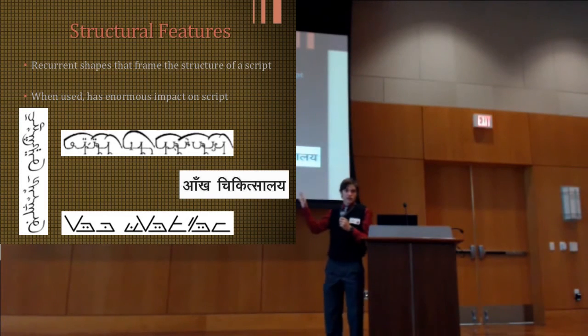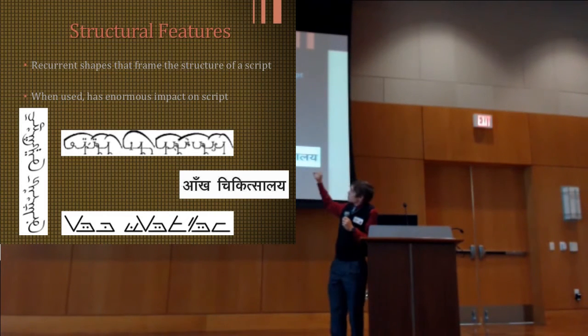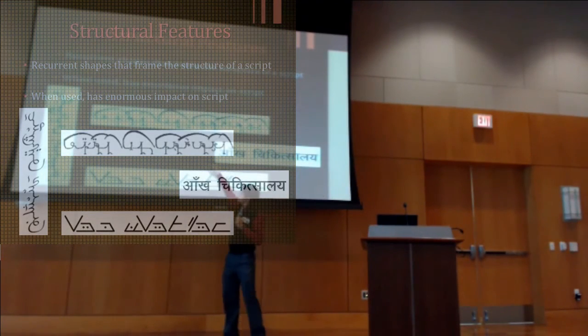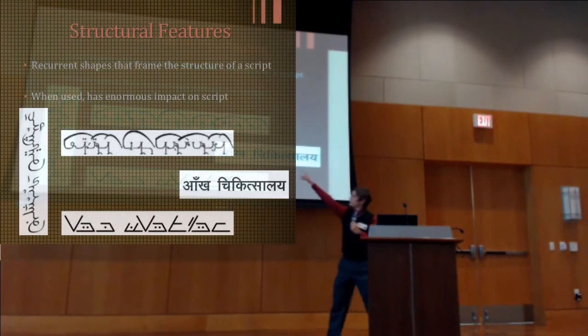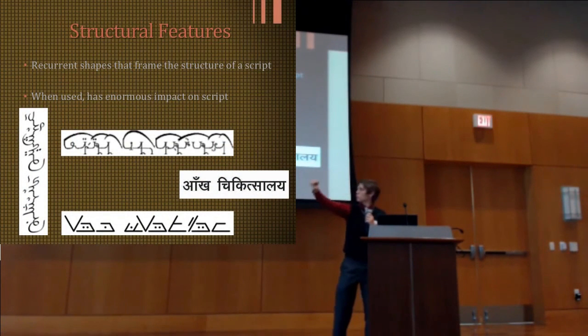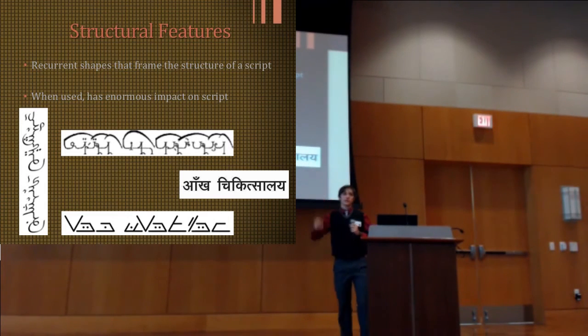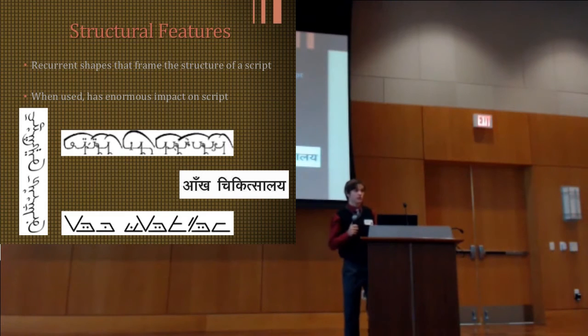If you don't have this kind of feature in your script, it doesn't make a huge difference, but if you do, then that is going to be almost entirely the perception that people have of your script: that overarching shape. You can see a few here. In particular, this one up here is a unique one in which each individual word has this curve over the top of it, and that's the first thing you see when you look at that script. That's the only thing you see before you've actually learned it and know to look for all the details underneath.